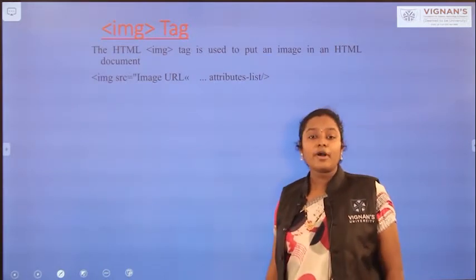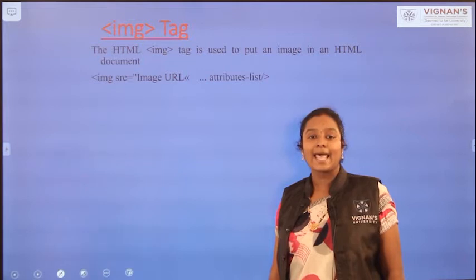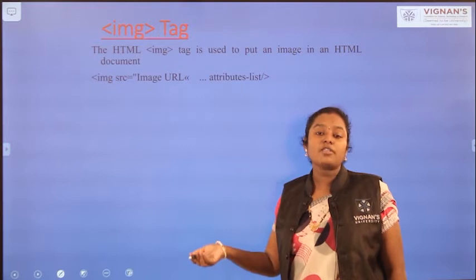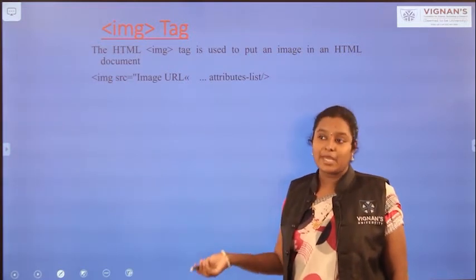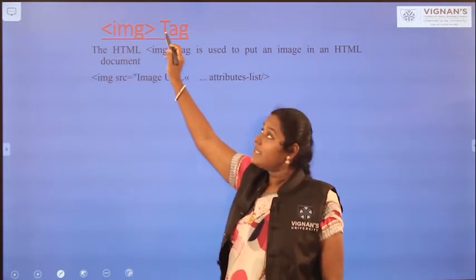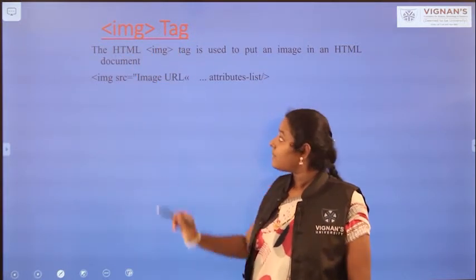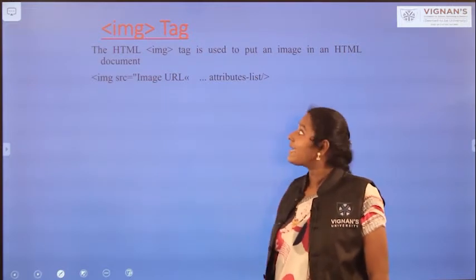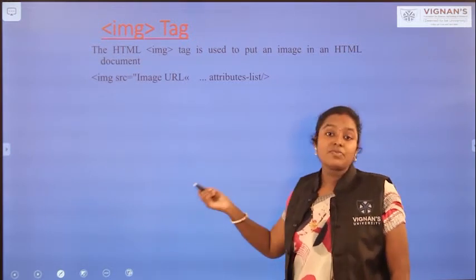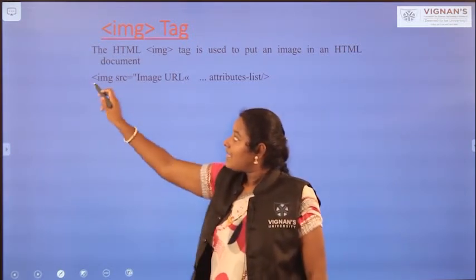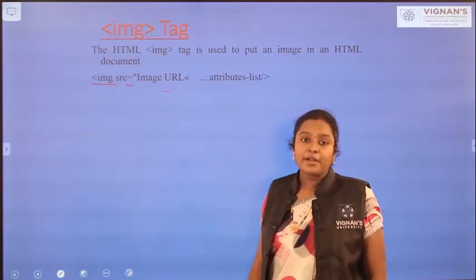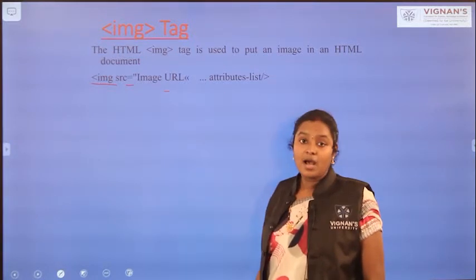Next, one more important tag we are going to discuss in HTML is the image tag. If you want to display any image on the web page, then you have to use the image tag. The HTML image tag is used to put an image in the web document. The syntax for the image tag is less than symbol img, followed by a set of attributes. After that close the opening tag.